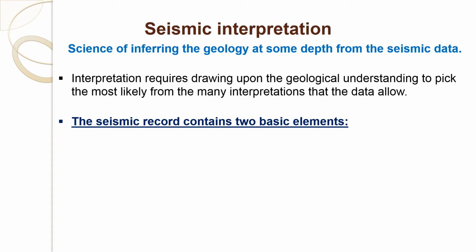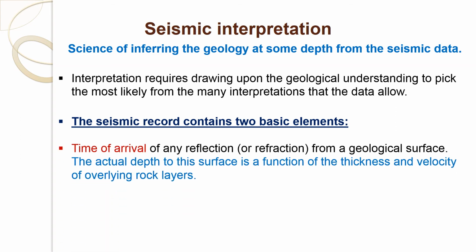So, the seismic record that we have after processing usually contains two basic elements. Do you remember those elements? The first element is the travel time for the signals, so the time of arrival of any reflection or refraction or any event from a geological surface. The actual depth to the surface is a function of thickness and velocity of overlying rock layers.